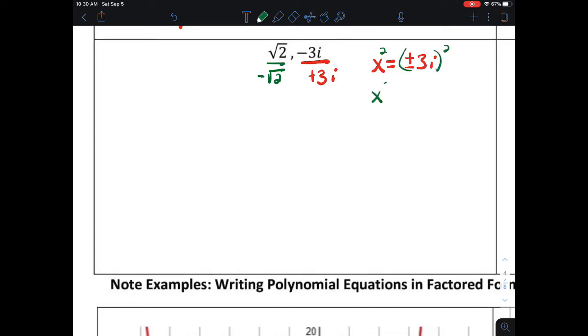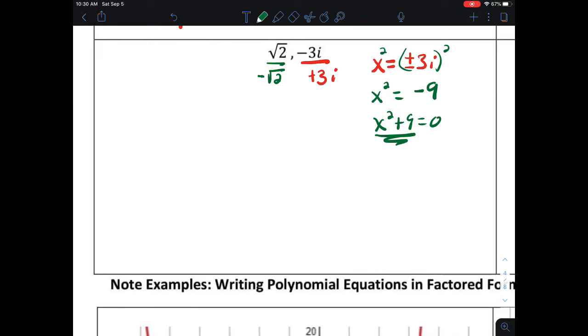It's going to give me x squared equals... Now 3i to the second power: remember, i squared is negative 1 and you square the 3, so I have negative 9. So I'd have x squared plus 9 is equal to 0. There's one of my factors.